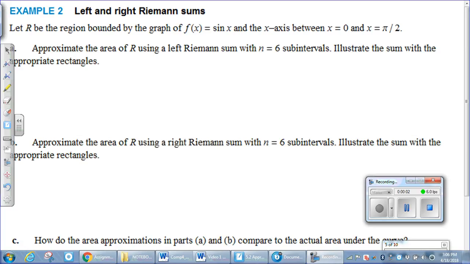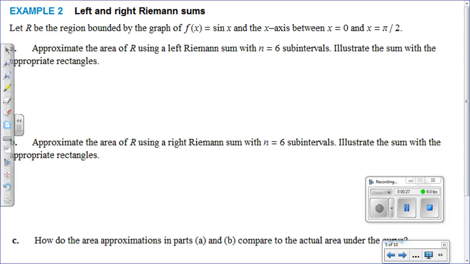We're covering section 5.2, approximating areas under curves. This is the second part of the video. The last thing we did on Monday was we kind of finished example 2, but we left a few things unanswered. Just to do a quick recap, I believe the area for the left Riemann sum was going to be an overestimate or underestimate?